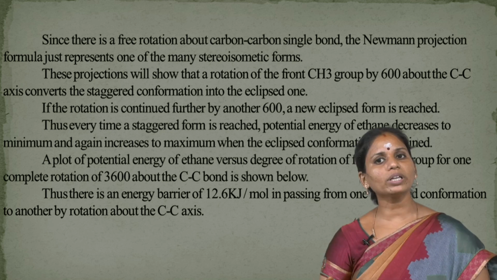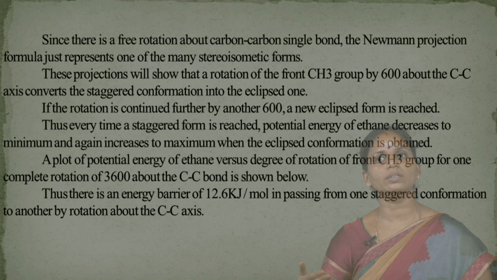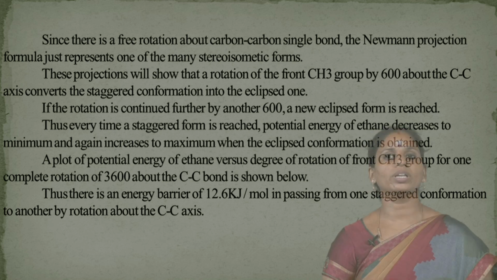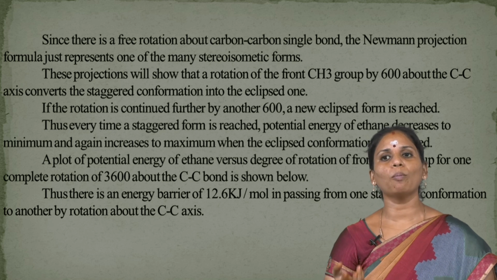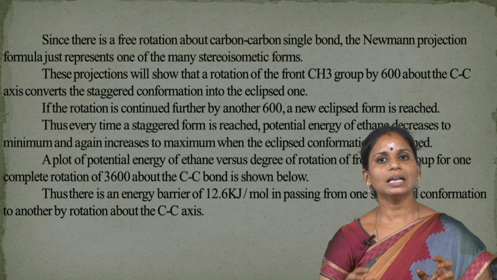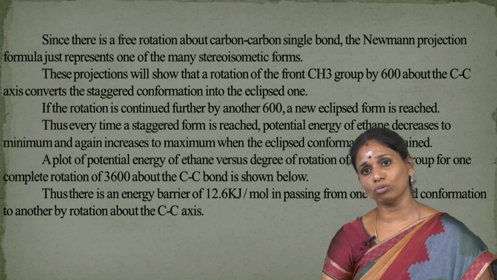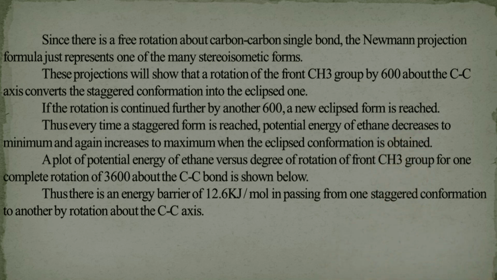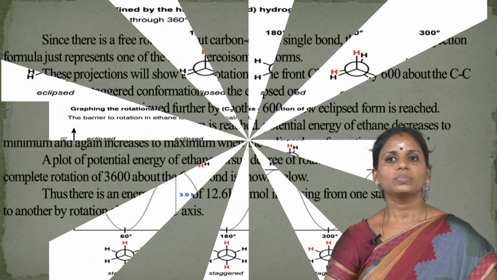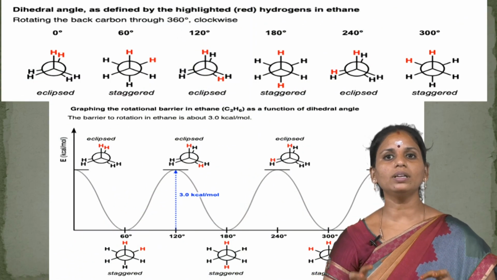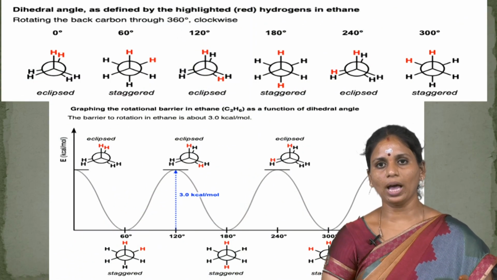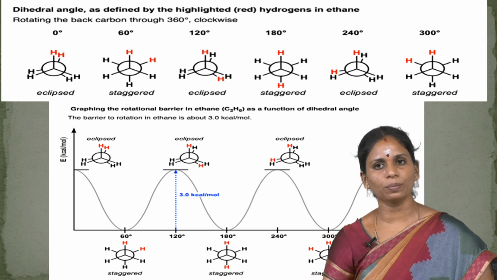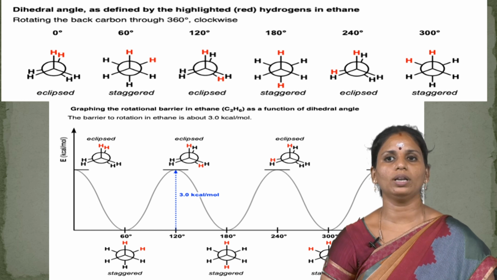A plot of the potential energy of ethane versus the degree of rotation of the front methyl group alone, for one complete rotation of 360 degrees about the C-C bond, is shown below. Thus, there is an energy barrier, that is 12.6 kilojoules per mole, in passing from one staggered form to another. So this is the graph and the pictures which show the transformation from staggered form to eclipsed, again from eclipsed to staggered form, and it goes on like that.